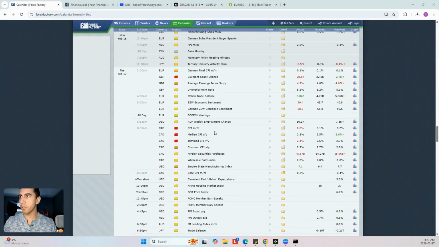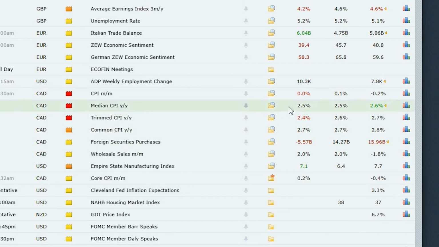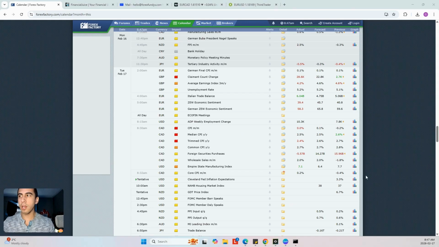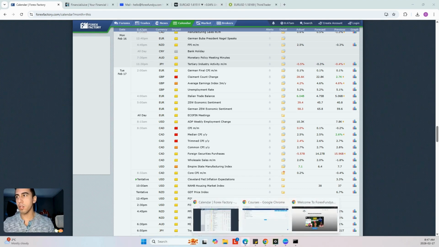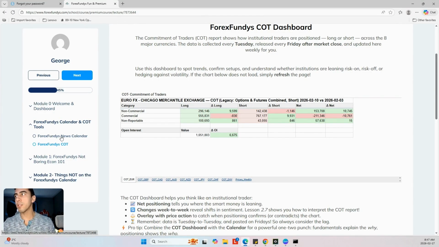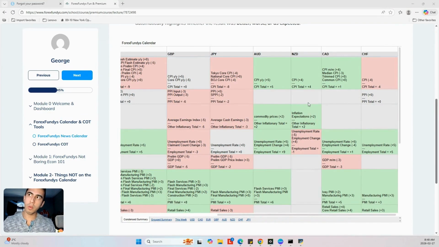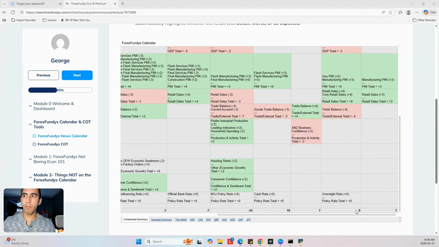Newswise for the Canadian dollar, they just had their CPI like I mentioned a little bit earlier, and it's probably going to be a little bit worse for the dollar. Let's see how that would update on our actual Fundys chart. Again, this is what you guys would have access to if you were Forexfundys members. So we were sitting at an 8 before. It's probably going to go down after the CPI stuff. Once again, this updates every hour.